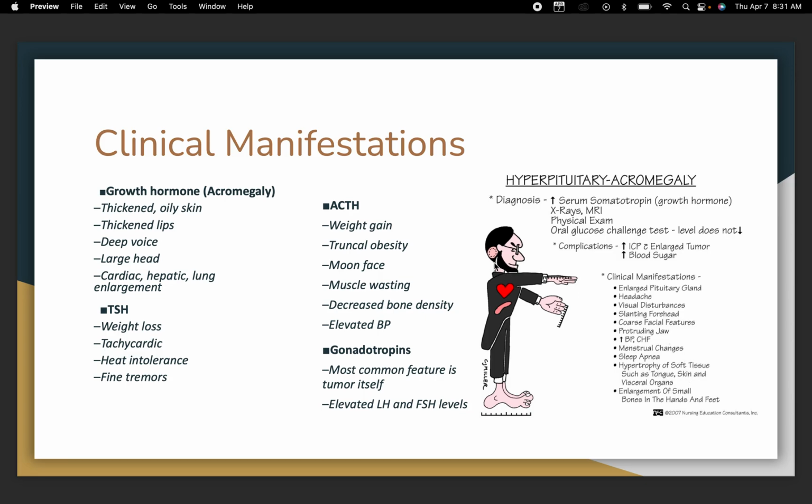Protruding jaw. He has a very protruding jaw. Increased blood pressure and congestive heart failure. He has a little heart drawn right here. Menstrual changes and sleep apnea don't exactly apply to this presentation, but enlargement of small bones in the hands and feet. So you see the extremely large feet and hands, and they have little measuring tapes on them, and that shows that they're very large.